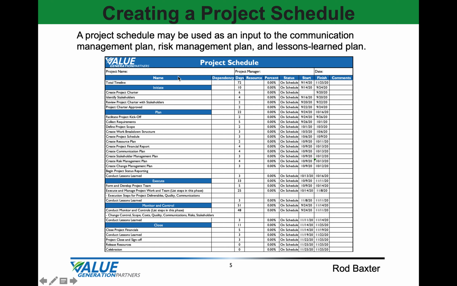It still lists all the activities, any dependencies, the duration in days for each activity, the resources assigned, percentage complete, and the health indicator status, such as on schedule, behind schedule, at risk, and so on. And the start and finish date for each activity is listed as well, and any comments necessary. So please consider using and developing a project schedule as you manage through your project lifecycle.